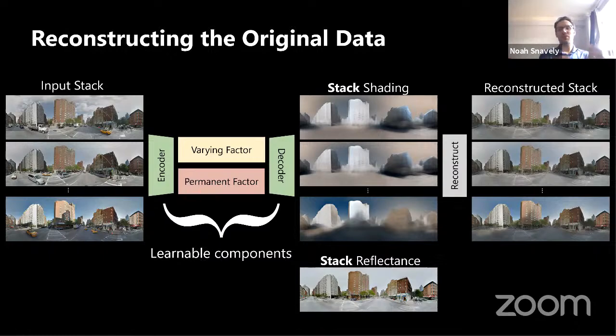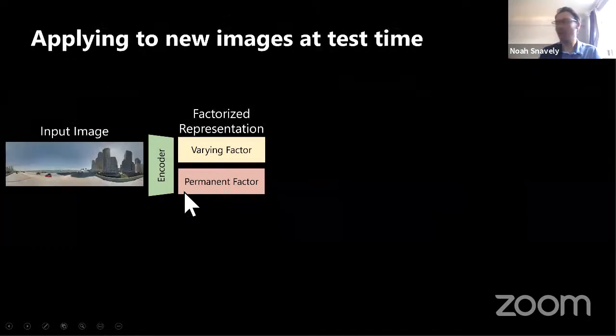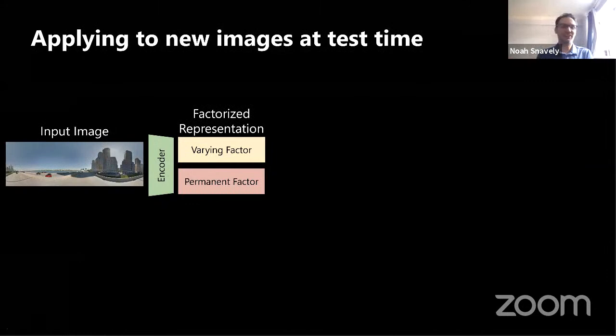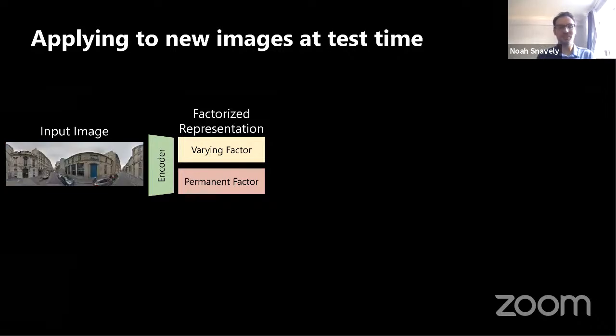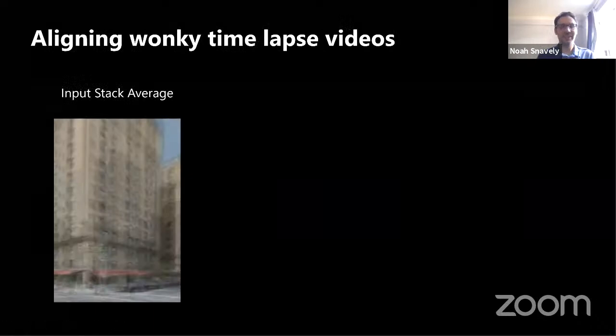You can almost think of this as a compression problem. You're compressing out all the stuff that's constant over time, like albedo, and then representing separately the stuff that changes over time, the shading. They're compressed into these learned factors. Okay, once you learn these factors, what can you do? Well, first of all, you can apply this to new images at test time. Here's an image from Paris. We learned from New York City, but you can apply it to Paris.